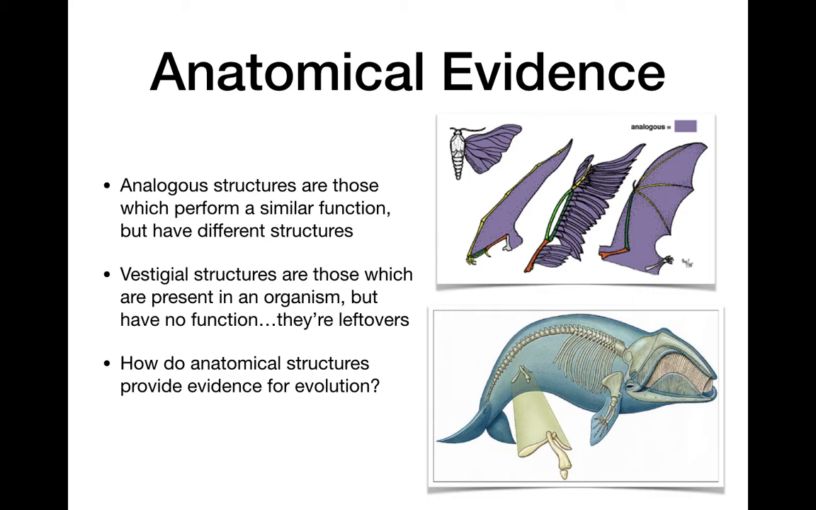And analogous structures provide evidence that the environment is what dictates evolution and that multiple solutions can be found to the same problem: multiple ways to have a fin, to have a wing, to have a mouth that will eat meat, different solutions to the same problem.